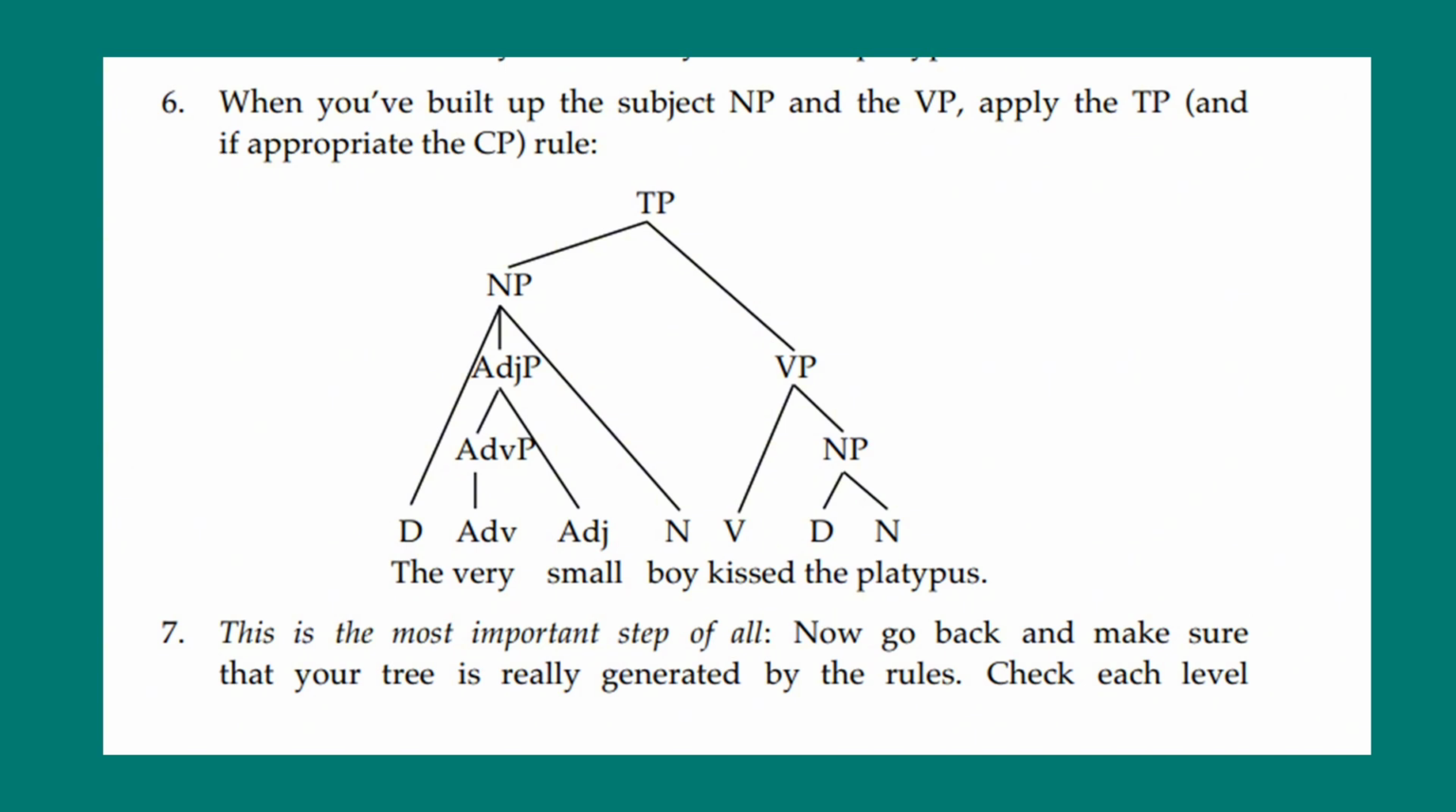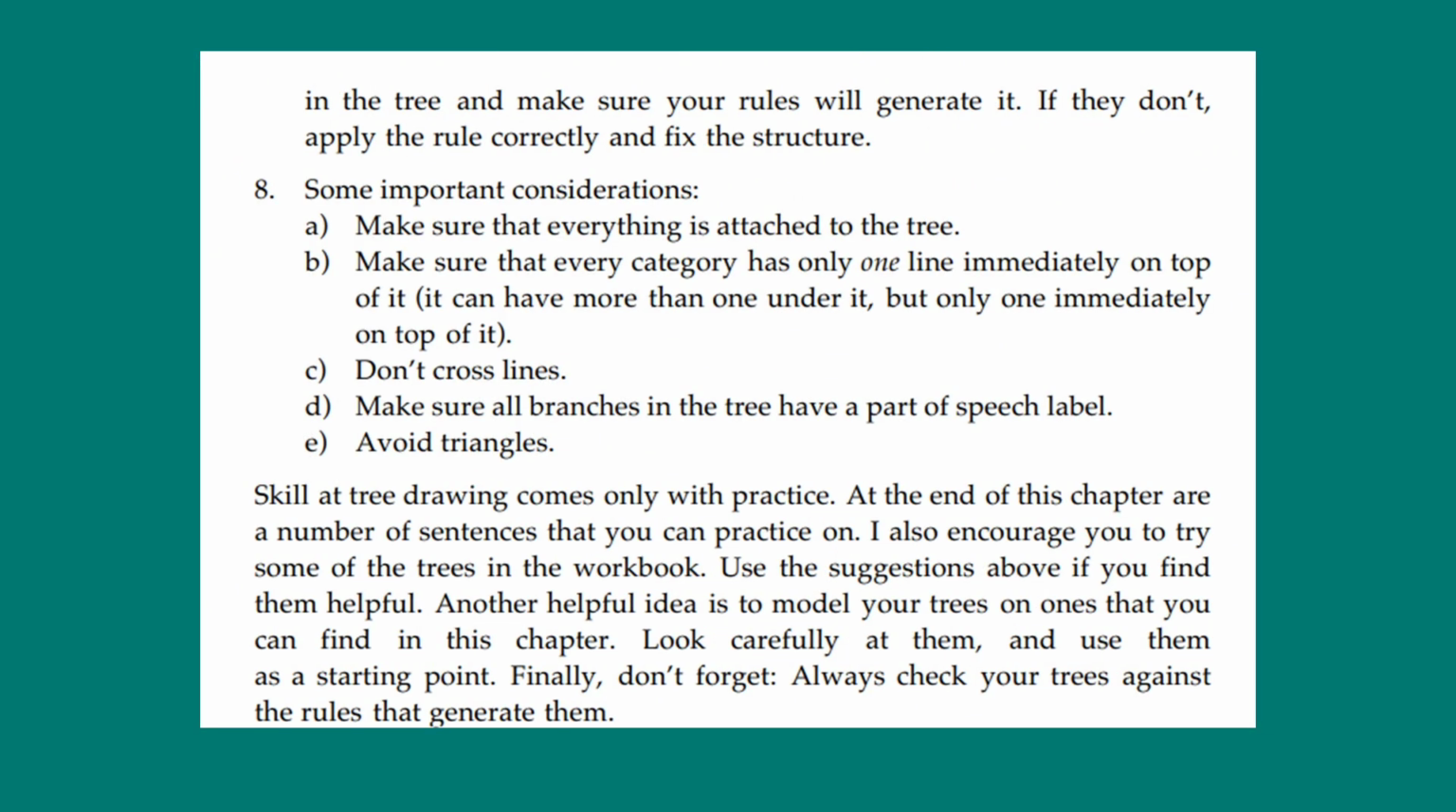When you have built up the subject noun phrase and the verb phrase, apply the TP and, if appropriate, the CP rule. So this is the most important step of all. Now go back and make sure that your tree is really generated by the rules. Check each level in the tree and make sure your rules will generate it. If they don't, apply the rule correctly and fix the structure.